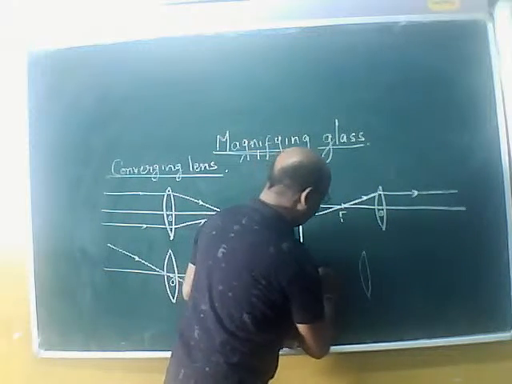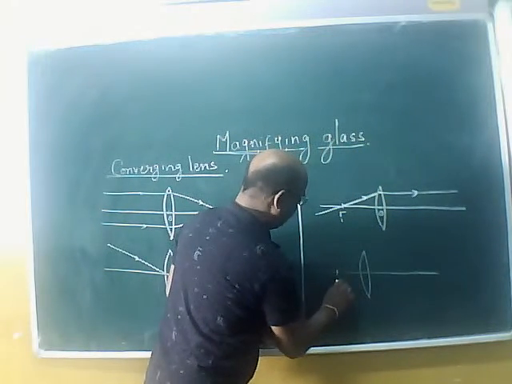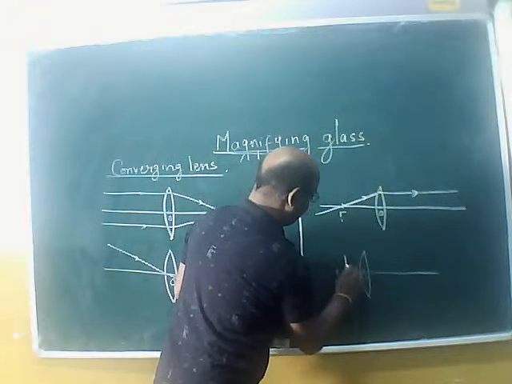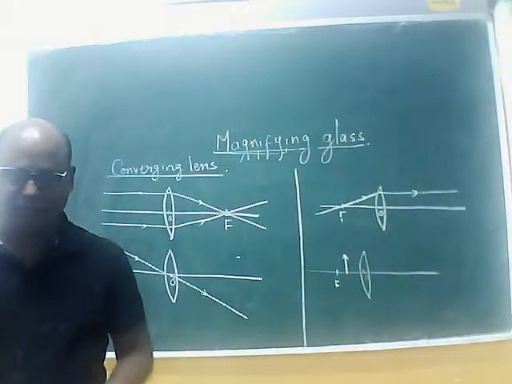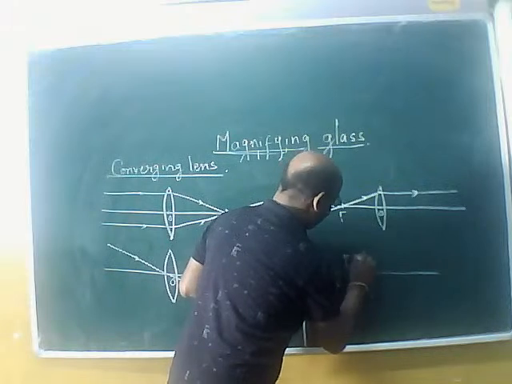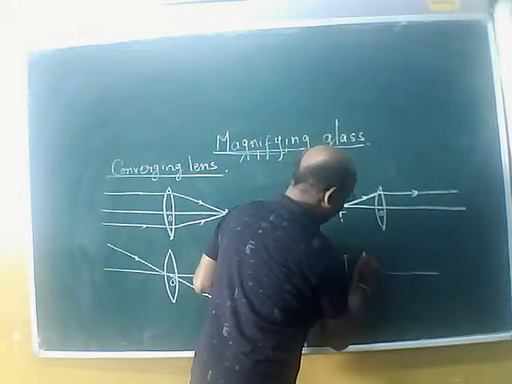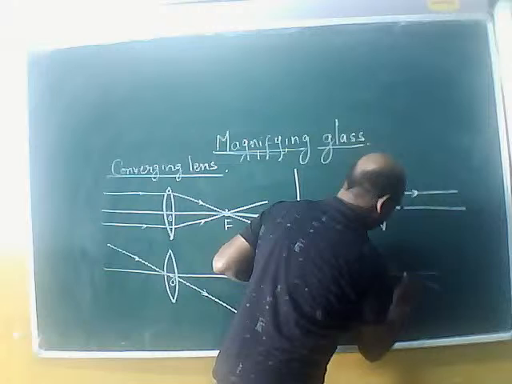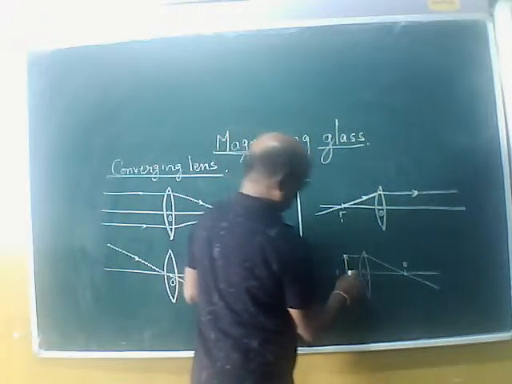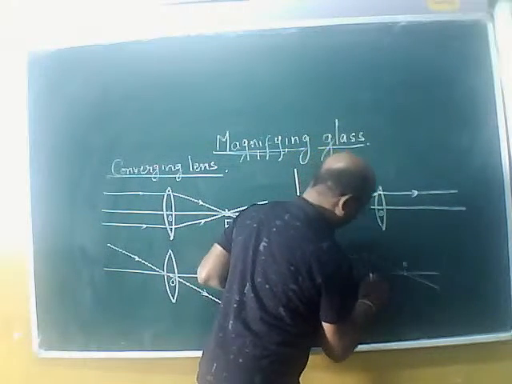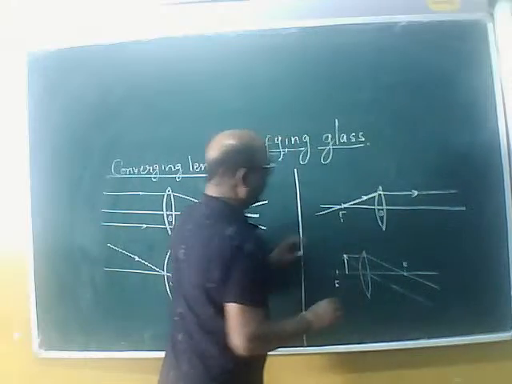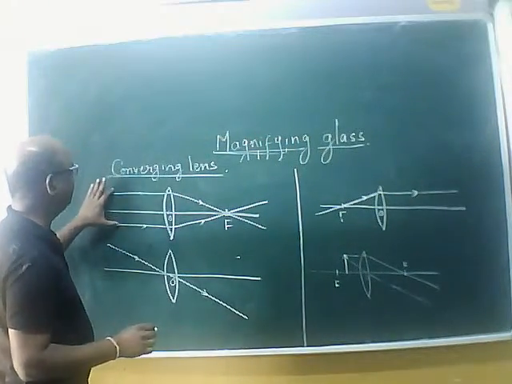Where do we have to keep the object to see it big? Between the optical center and the focus. So what will happen in this case? In a magnifying glass, this ray is passing parallel, it will pass through the focus. The other ray, which is passing through the optical center, will pass without bending. According to this condition and this condition.